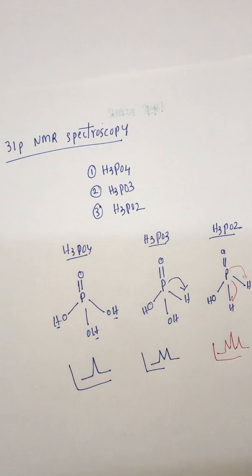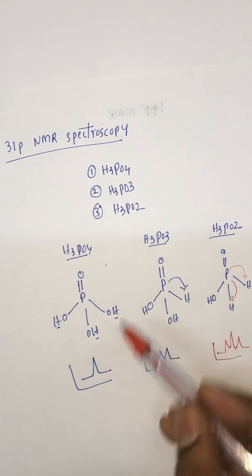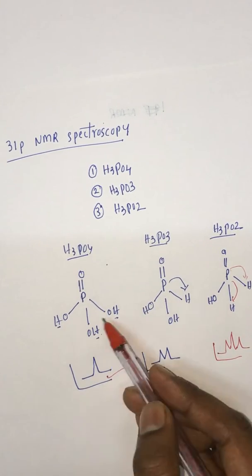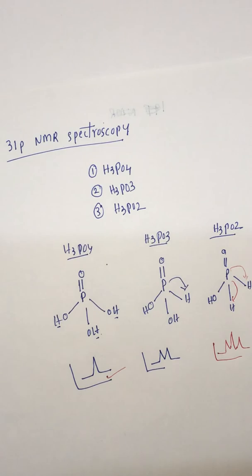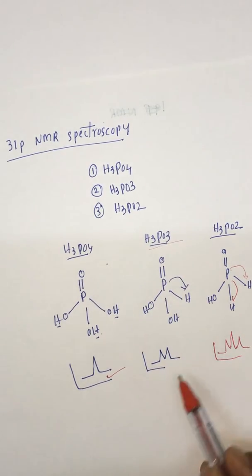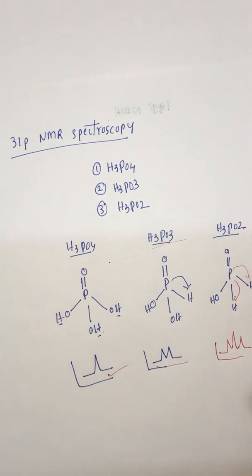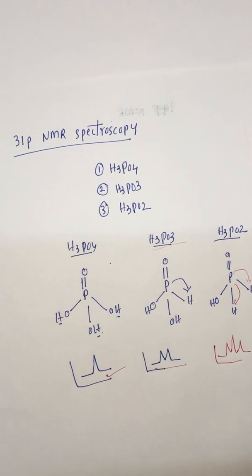So these three compounds we can explain by taking 31P NMR spectroscopy, the structures I'm saying. So for H3PO4 we get a singlet because these OH protons will undergo exchange with the solvent, and for H3PO3 we'll get a doublet, and H3PO2 will get a triplet.